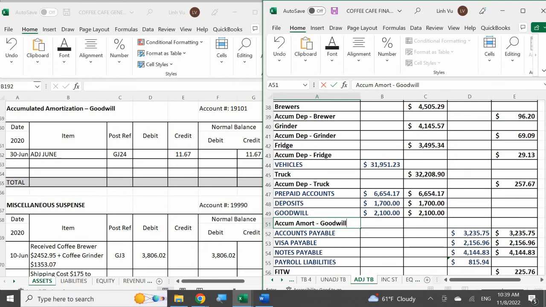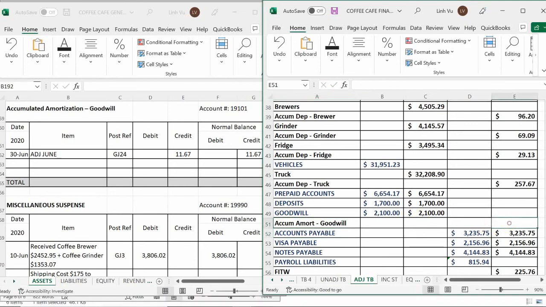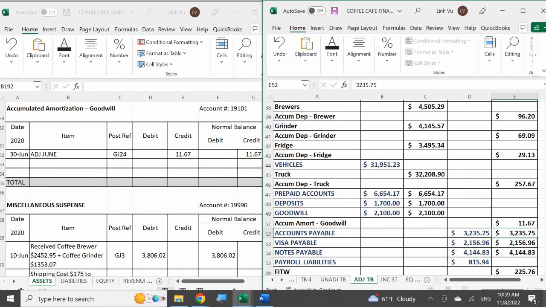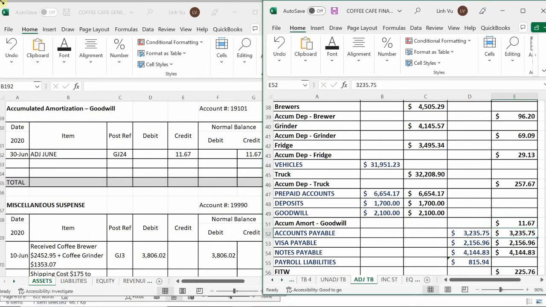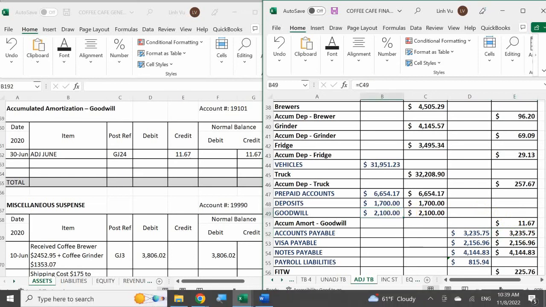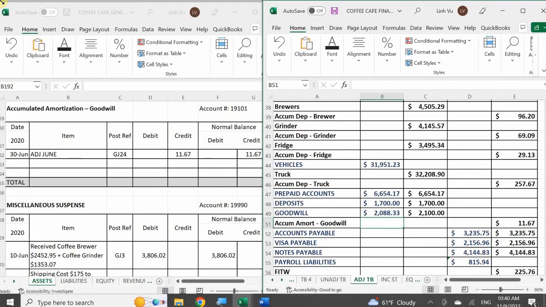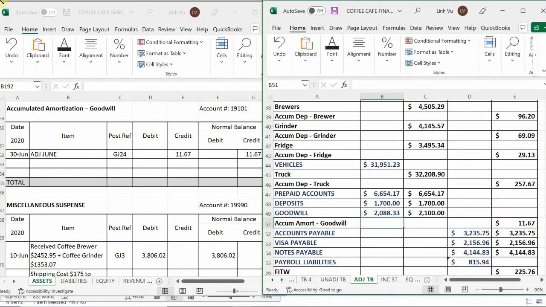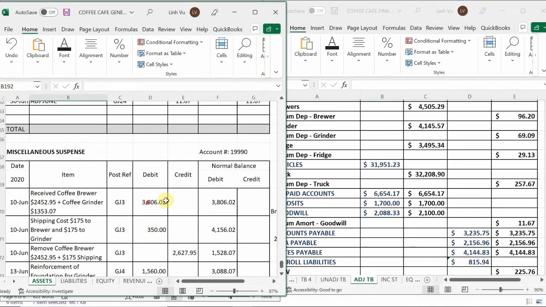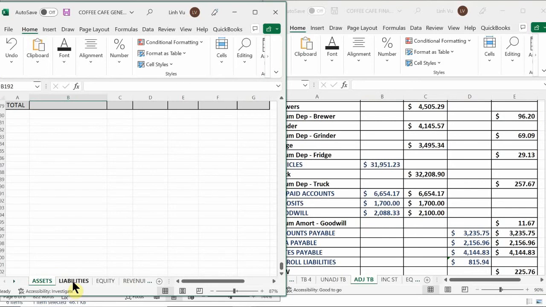So that's going to make a change to your goodwill account by $11.67, I believe. Yep, $11.67. So that means my goodwill is no longer $2,100. Minus the $11.67 should give you a current book value of 208833. Okay? And then again, no miscellaneous suspense. So doing good so far.